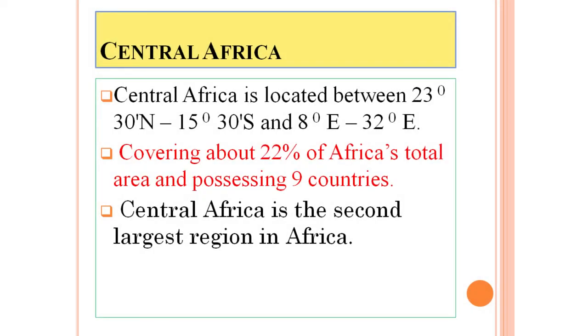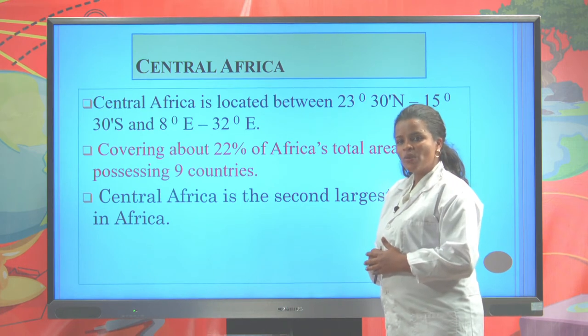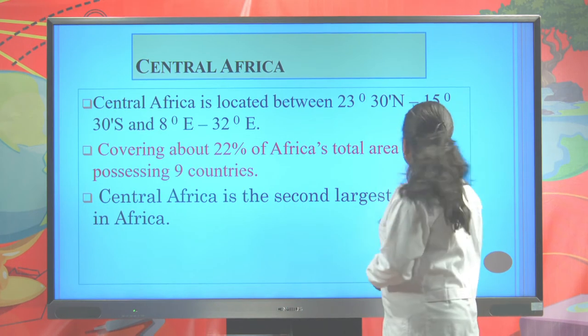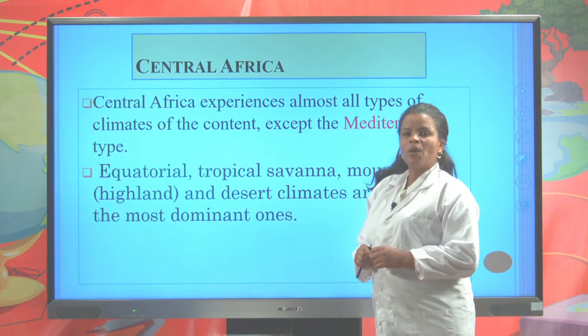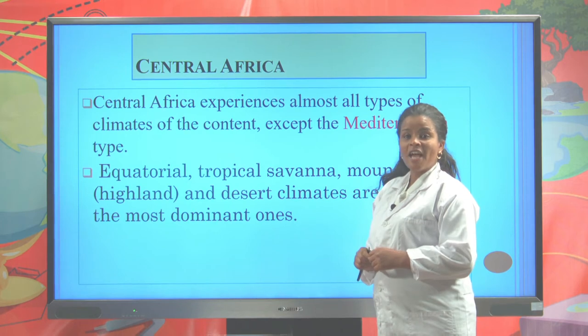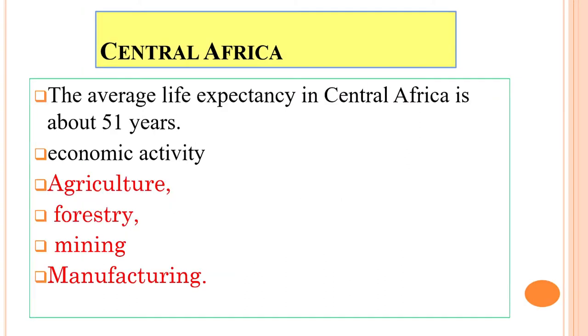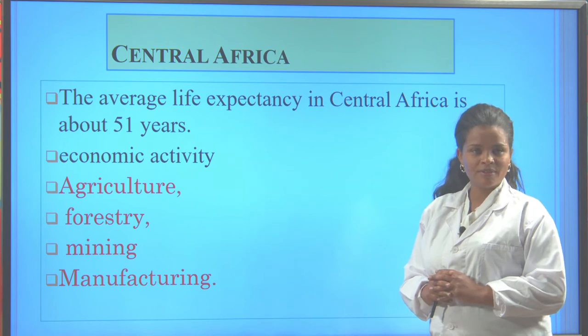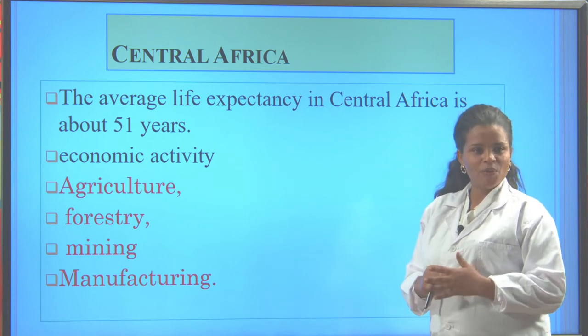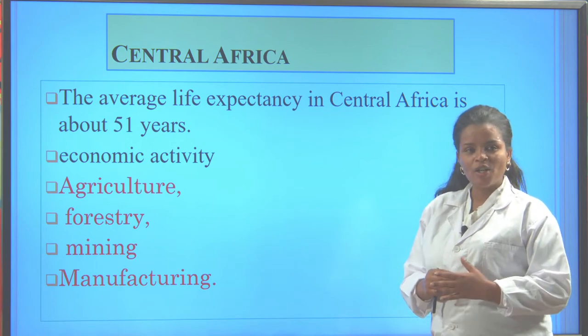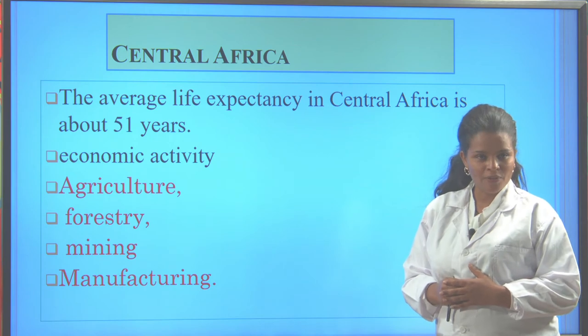Central Africa accounts for 22% of Africa's total area, and it has 9 countries, and it is the second largest region next to Northern Africa. So, Central Africa has diverse climates except the Mediterranean type: the equatorial, tropical, mountain or highland, and desert climates. Life expectancy of Central Africa is 51 years. And the economic activity of Central Africa is based on agriculture, forestry, mining, and manufacturing.